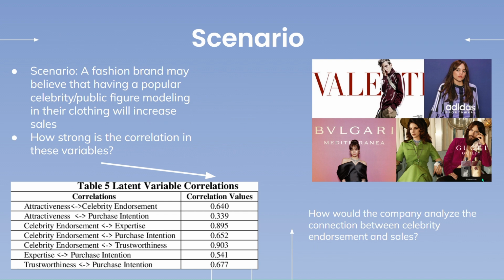And in this scenario, a fashion brand may believe that having a popular celebrity or public figure modeling their clothing will increase sales. And when understanding how strong the correlation is in these variables, such as which celebrity it is and their attractiveness level, as well as trustworthiness and purchase intention, these are variables which correlate.